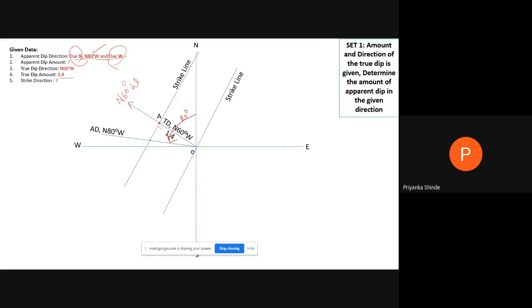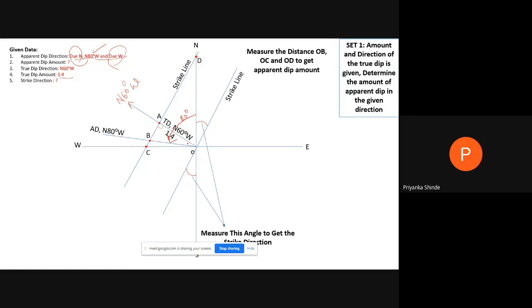Now what is the required answer? Where the strike line is meeting the point B, point C and point D, that is due north, north 80 degree west and due west. So this is the required answer. We are going to measure the distances OB, OC and OD to get the apparent amount. So this is the first set, how to solve the dip and strike problems.